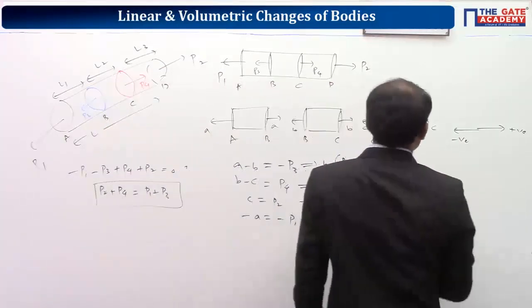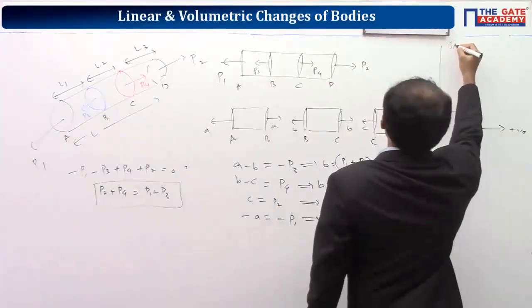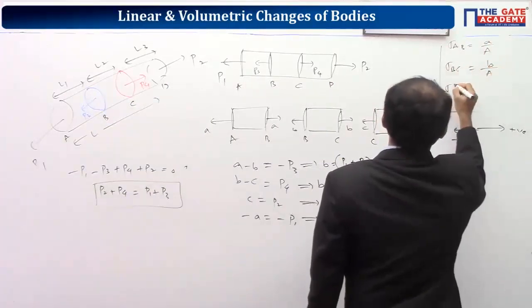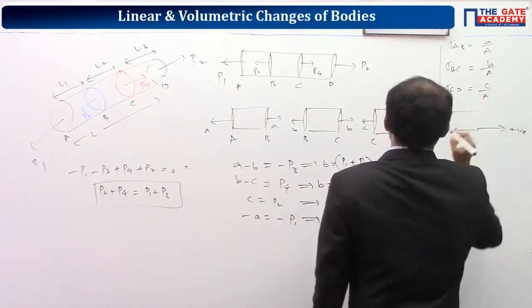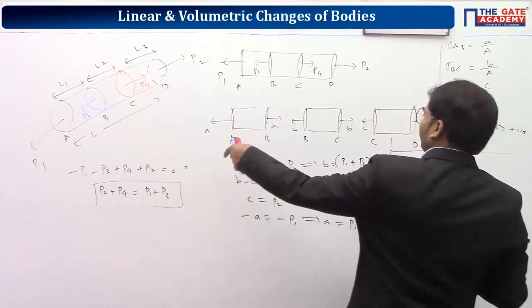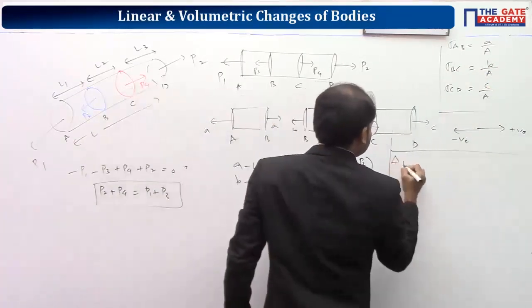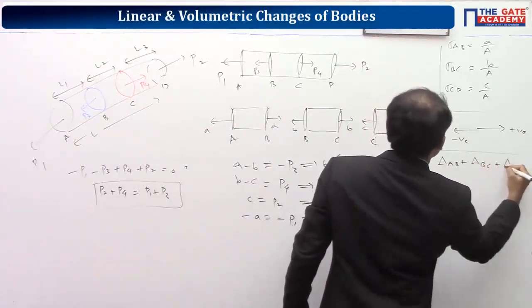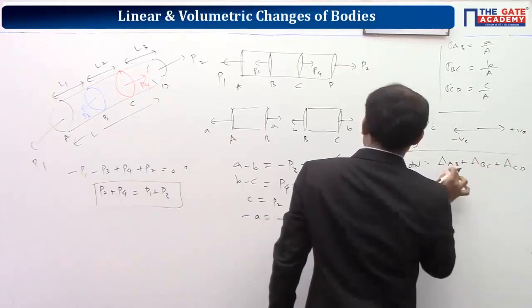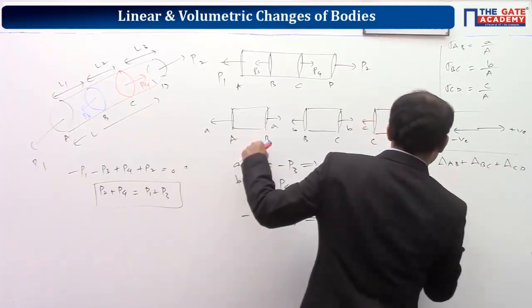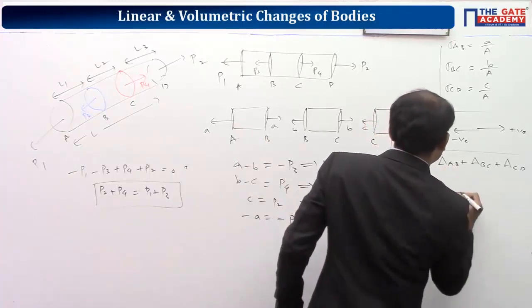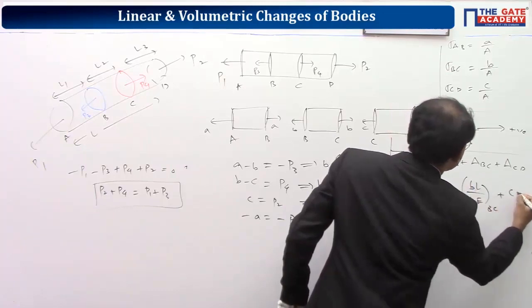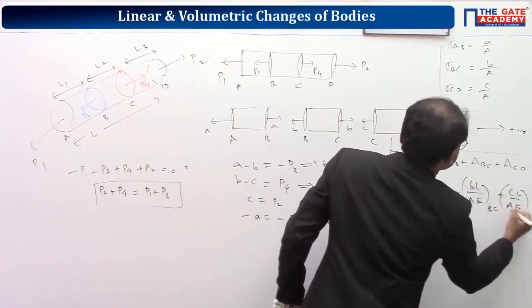So if you want to get stresses, they are written down here. Stress in member AB is nothing but small a by area of cross section. Stress in member BC is equal to small b by area of cross section. Stress in member CD is equal to small c by area of cross section. Now for elongation, delta total is nothing but elongation of AB part plus elongation of BC part plus elongation of CD part. Elongation of AB part is small a into length by area into Young's modulus of AB part. BC part elongation is b into length by area into Young's modulus of BC part, plus c into length by area into Young's modulus of CD part.